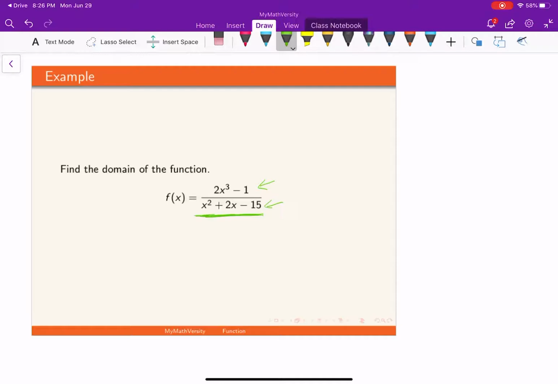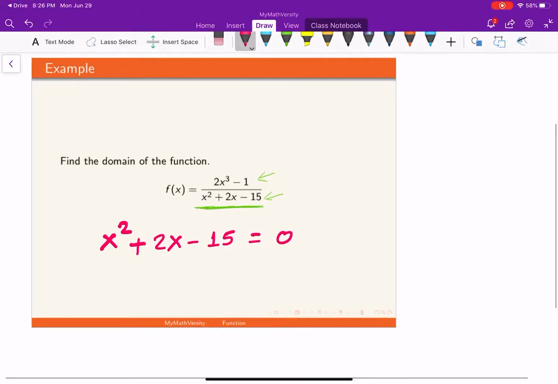So to do that, let's first try to see where the denominator is 0. So we want to see first where x squared plus 2x minus 15 is equal to 0. And when we figure out those real numbers, if they exist, then we exclude them from the set of all real numbers. Okay, so let's try to do that. All right, so how can we solve this equation?